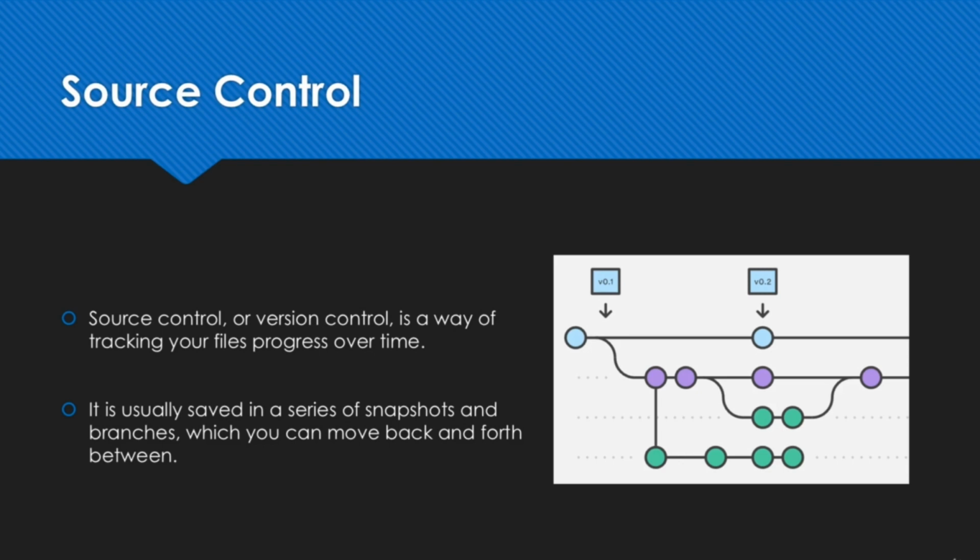So, for example, if you want to go back in time and view your project, you can. It's not just like you have one project, you work on it, and when you're finished, you can only view the finished product. What Git and source control allows you to do is view how your project has progressed over time. So it's really useful.